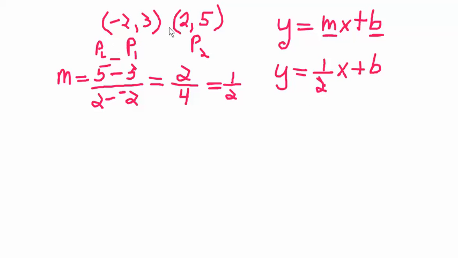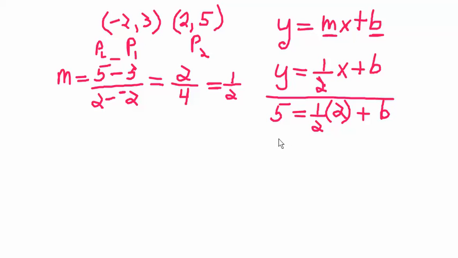And I can use either one of these points to do it. I always pick the point that has all positive numbers because I just think it's easier. I'm going to take what I have so far and plug in a 5 for y, and for x I'm going to plug in a 2. Okay, now you could have used the other point if you wanted to, but I don't like to use negatives if I don't have to. So now I have 5, and I simplify this, equals a half of 2 is 1, plus b, and then b, if I subtract 1 from both sides, is 4.